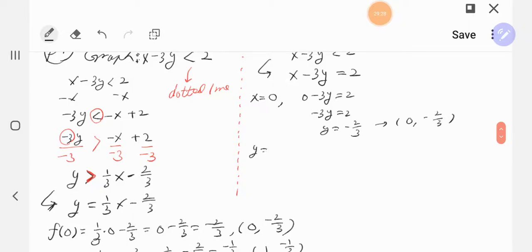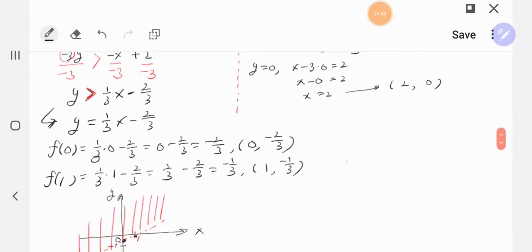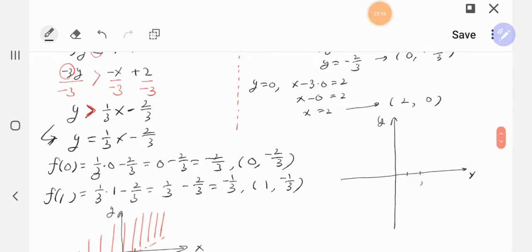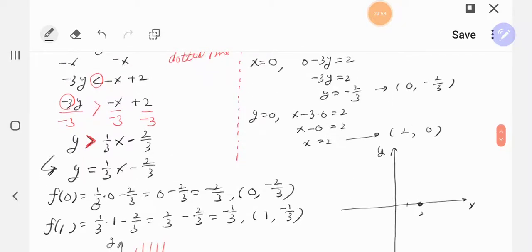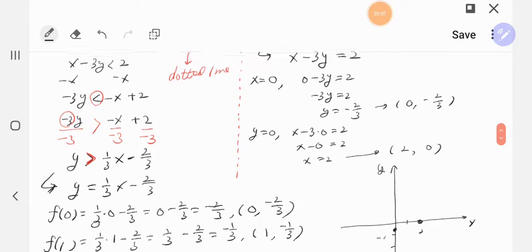Okay, let's find y equals 0. So x minus 3 times 0 equals 2. X minus 0 equals 2. So x equals 2, right? This gives us a coordinate: x equals 2, y is 0. So let's plot these 2 points. Here is x, here is y, and x equals 2, y equals 0. Here is x equals 0, then y is negative 2/3 over here, right? And then connect these 2 points.